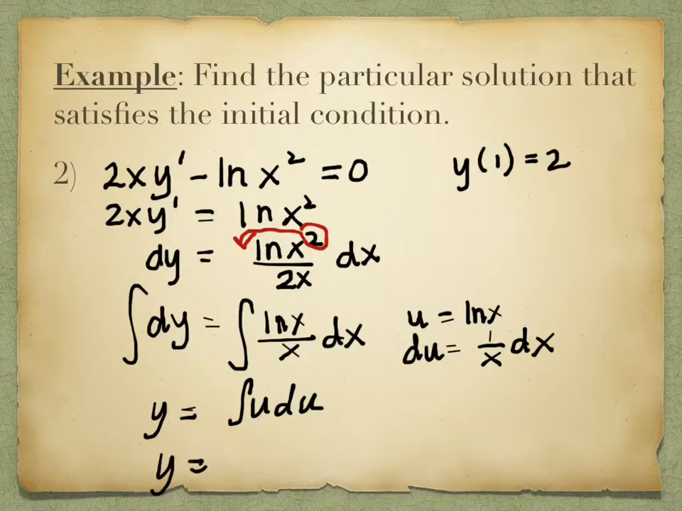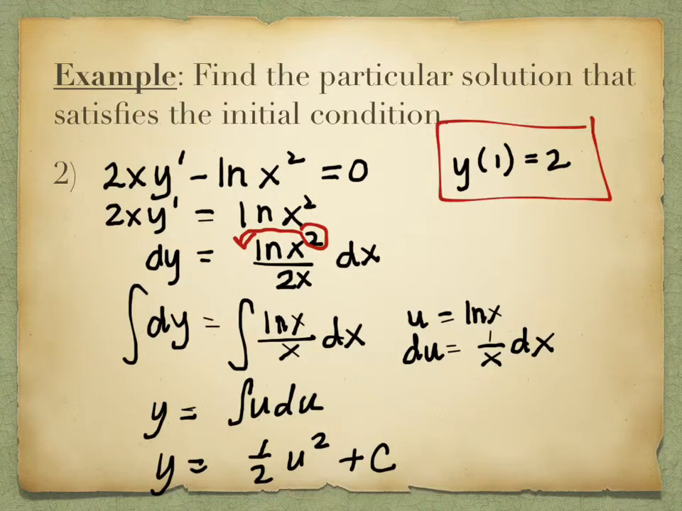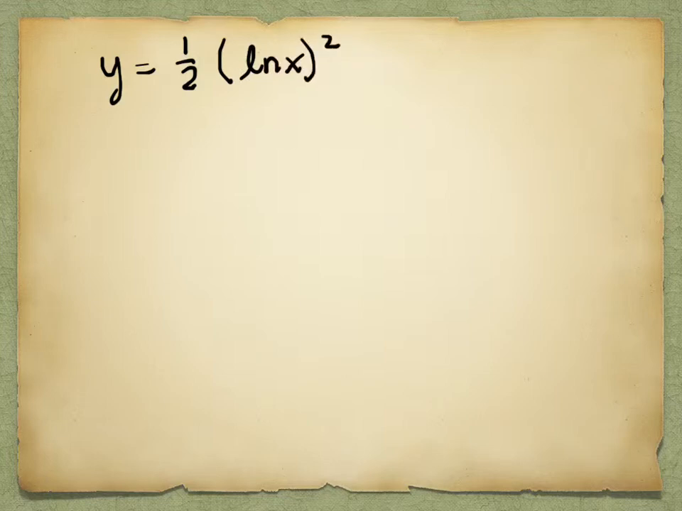So y equals 1/2 u squared plus c. But we have this initial condition up here that tells us what y of 1 is supposed to be. So we have, again, y equals 1/2, but it's not just u. U is actually ln of x in this problem, that is squared, plus c. And my initial condition is that y of 1 equals 2.